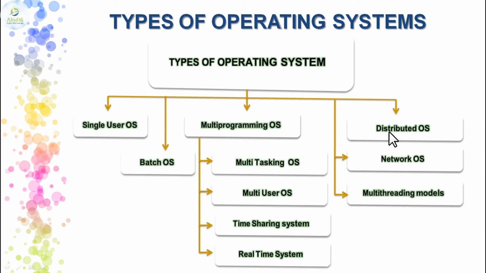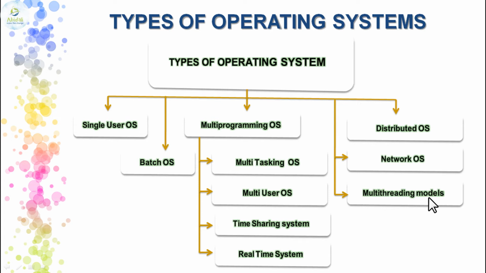The next we have is the distributive operating system, or distributed operating system. Network operating system, which is used for networked computers. We'll talk about networks also. Multi-threading models, where many tasks are being executed simultaneously. That is called the multi-threading operating system.